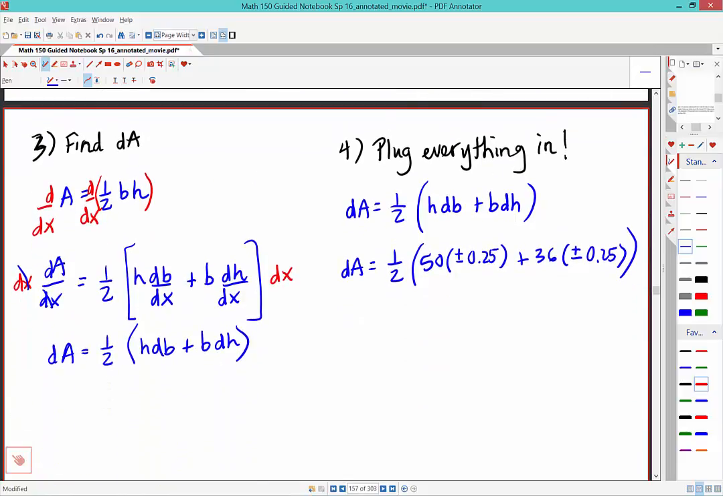So now let's check out what we've got. Do you see we can factor out, if the plus or minus freaks you out, just leave it out until the end. Let's go ahead and just factor out that plus or minus 0.25 for the moment and multiply in through with that 1/2. So we'd end up with 25 plus, what's that going to be? 18. So dA will be plus or minus 0.25 times (25 plus 18), which is 43.